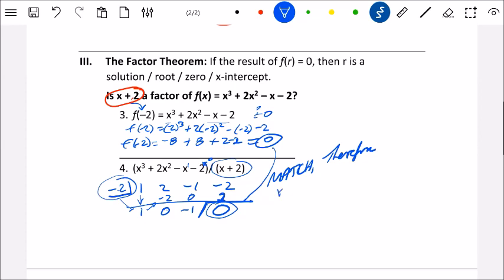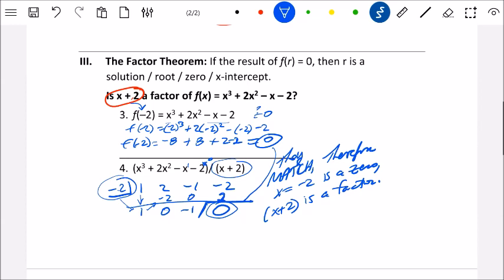Therefore, x equals -2 is a 0, and x plus 2 is a factor. I should put they match. Okay, good, got that there.